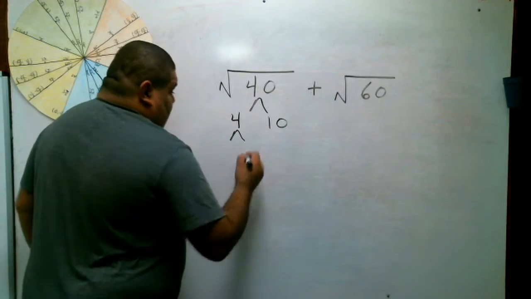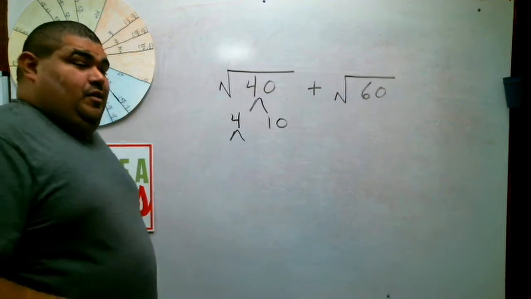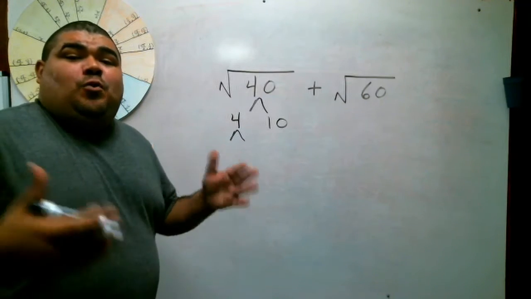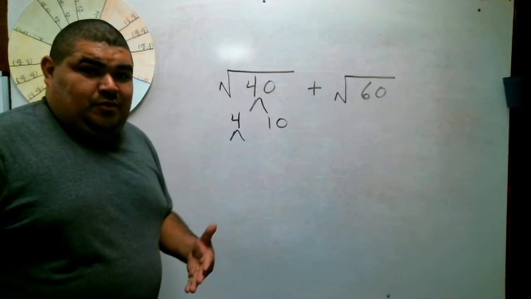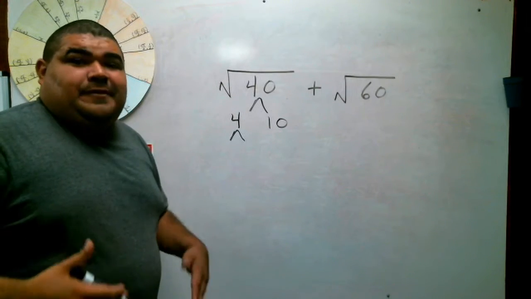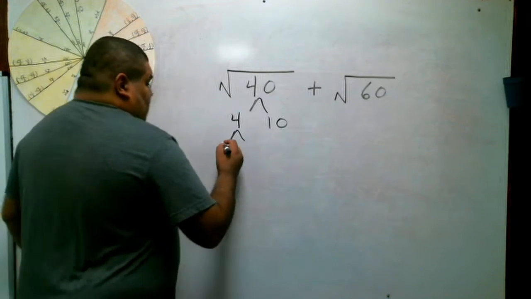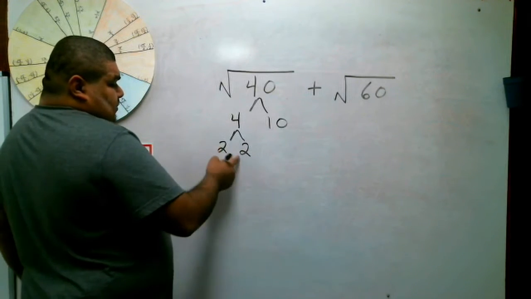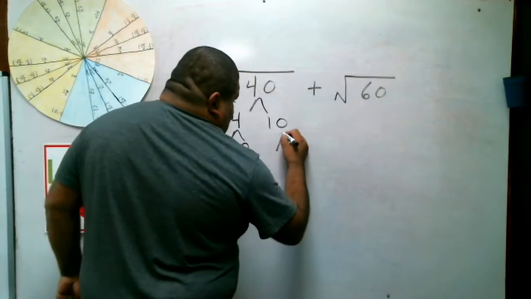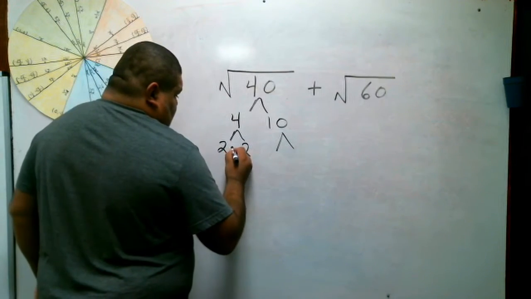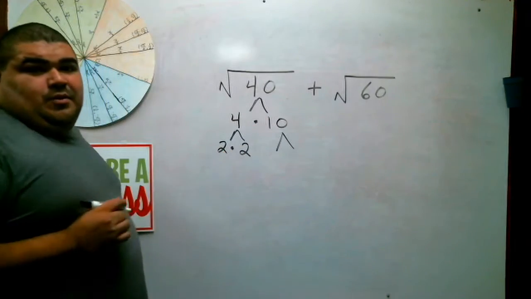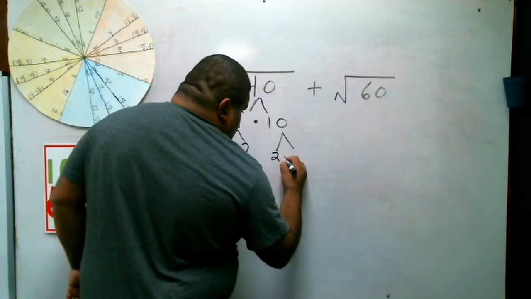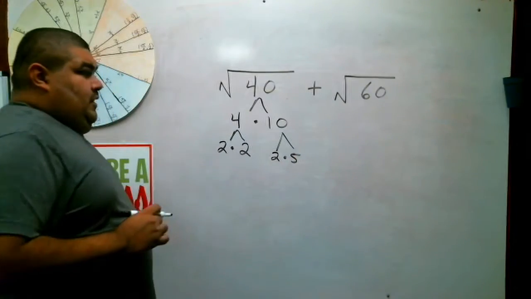So the 4, there's two numbers that can give you 4. 1 and 4 doesn't really work. If you end up with a number like that, where it's 1 times the number, don't break it down anymore, okay? If you have other factors for it, then go ahead and break it down. So here we have 2 and 2, okay, because 2 times 2 is 4. For 10, I'm going to use 2 and 5, okay.